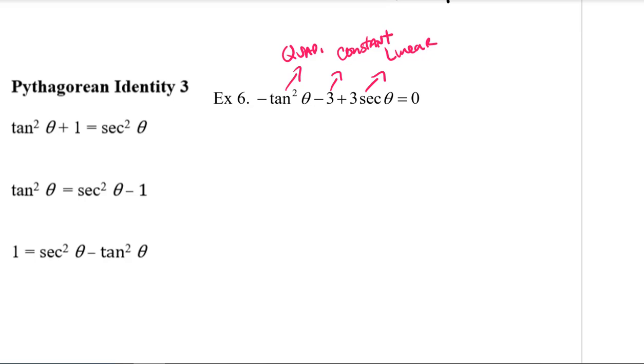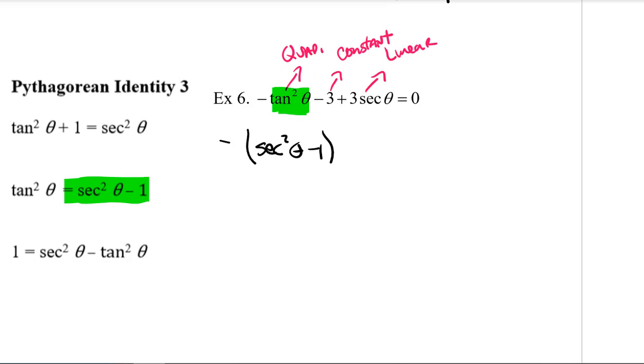Now, tan squared is my quadratic term, so tan squared is going to be the one that I'll replace. So tan squared is going to get swapped out with this guy. But be careful, because notice we got a little negative sign in front of there, right? So don't be lazy and forget about that spot. So we're going to replace tan squared with secant squared theta minus 1. And then we still have our minus 3.